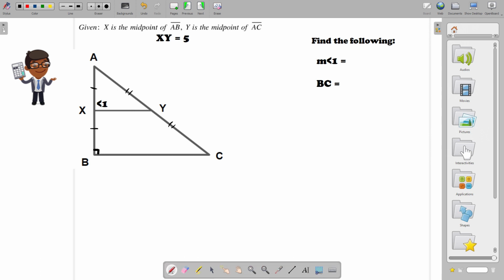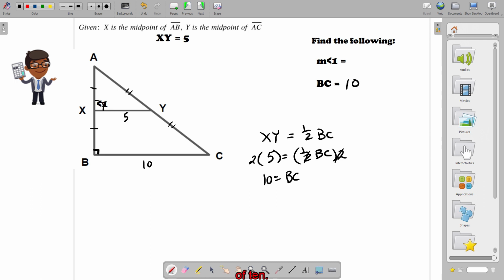So in this particular example, our length XY is 5, and they want us to find the measure of angle 1 right here and the length of side BC. Well, like we said, XY is half of BC. So if XY is 5, multiply by 2, 10, the 2's divide out. The length of BC is 10, and 5 is half of 10.